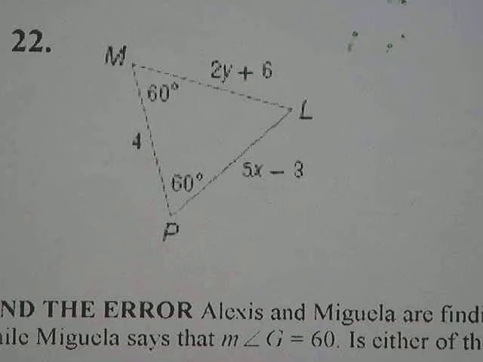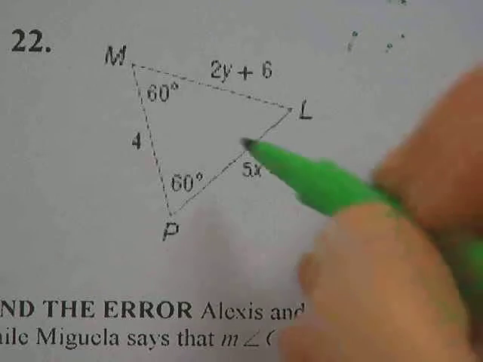Hey geometry students, so today with 10.1 we learned about different isosceles and equilateral triangle theorems. And so we're going to apply this in homework problem number 22 right here.